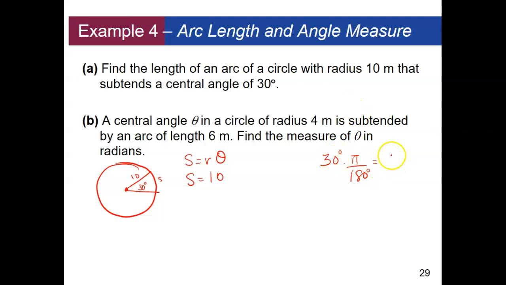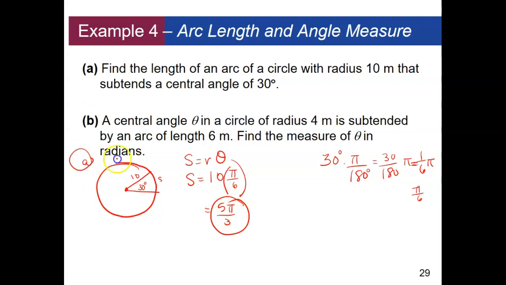Okay, so that's going to be 30 over 180 times pi, which is 1/6 pi, or pi over 6. So in the place of theta, we're going to put in pi over 6. Our answer, if we simplify, 10/6 is 5/3, so 5 pi over 3. So this was answer A.